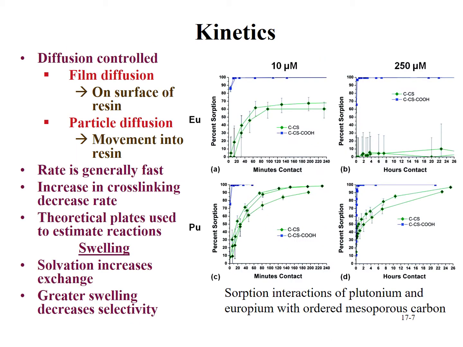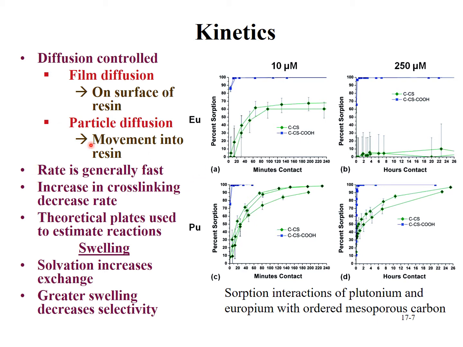An important consideration in ion exchange is the reaction kinetics and the exchange kinetics that take place during separations. These kinetics are often diffusion controlled. You can have film diffusion, so on the surface of a resin, or particle diffusion, movement into the resin. One can imagine that this diffusion is going to vary with different flow rates, so that's also an important parameter in assessing kinetics and reaction times on a column.